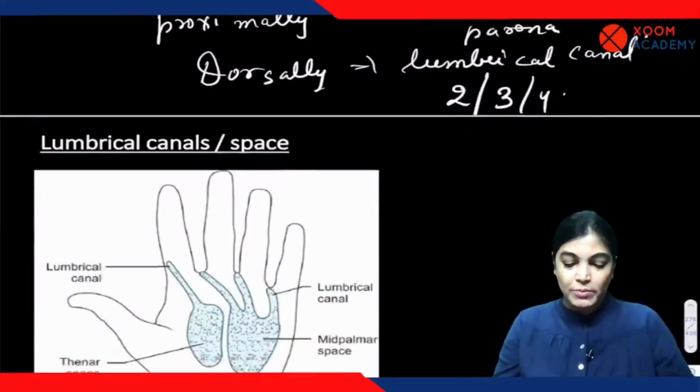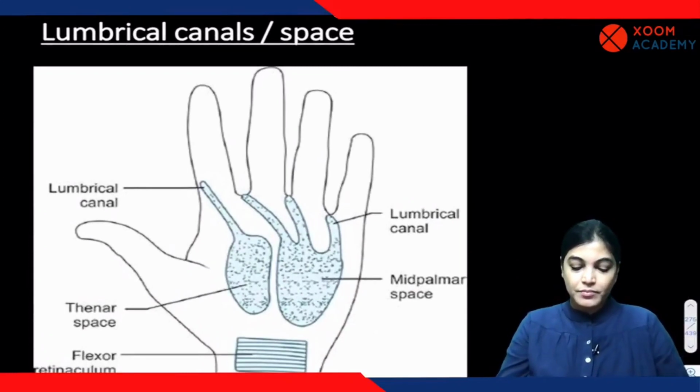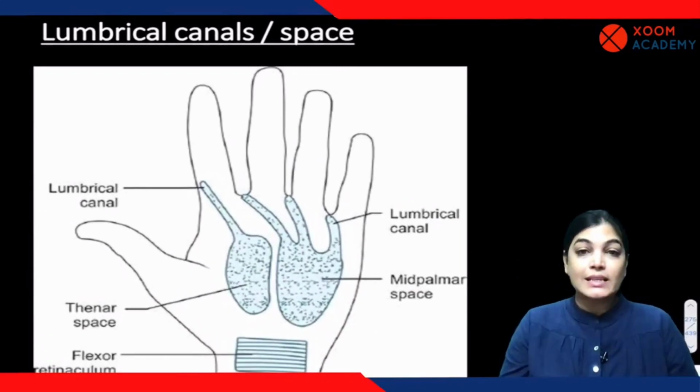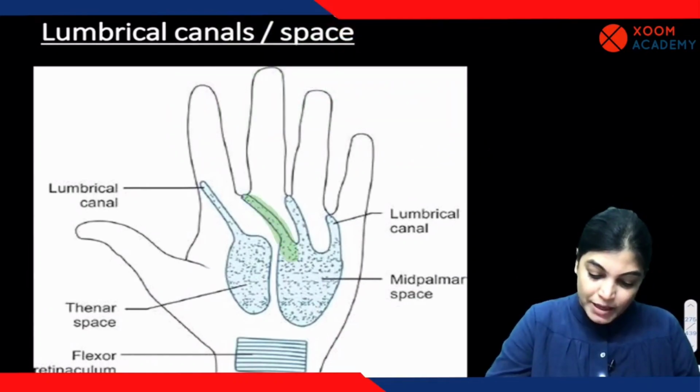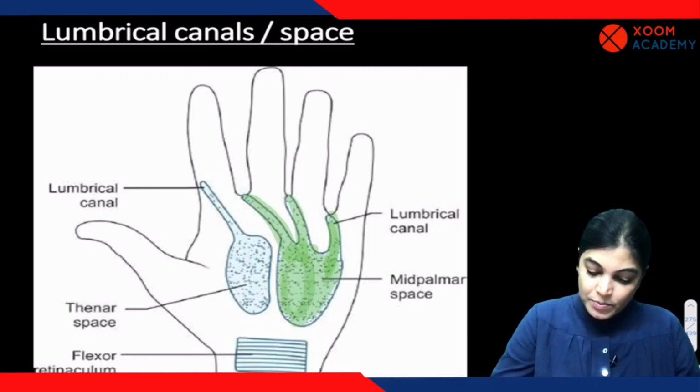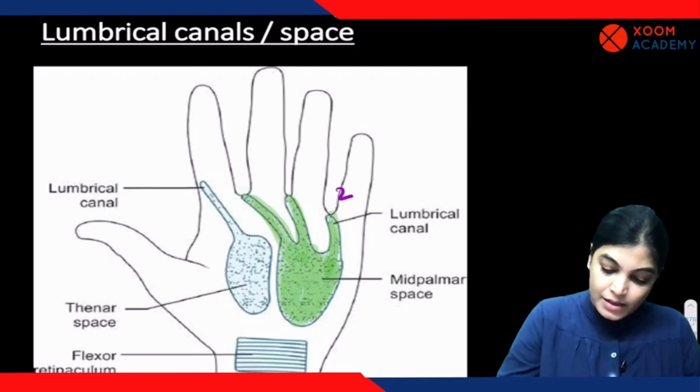I would also like to show you an image for the lumbrical canal. See here, in this diagram you can see the continuity of the mid-palmar space. You can clearly appreciate the continuity of the mid-palmar space with that of the lumbrical canal, which is the space surrounding the second, third and fourth lumbrical muscles.